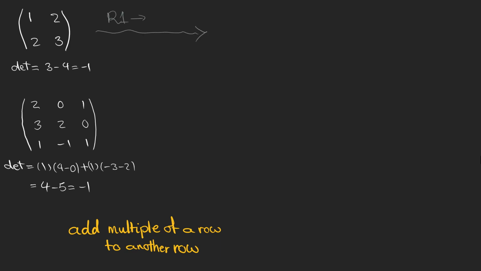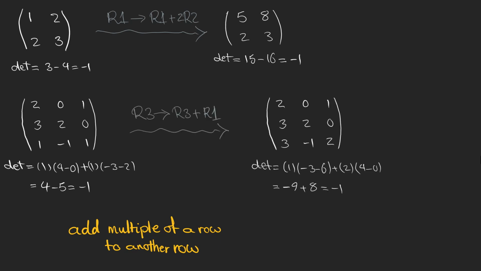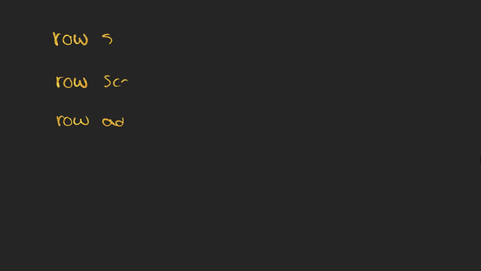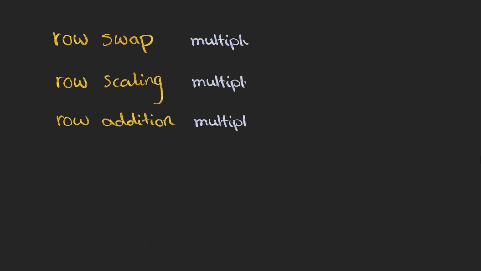The last elementary row operation is adding a multiple of a row to another one. In the first example, if we add twice the second row to the first row, the determinant doesn't change. Also, if we perform such an operation for the second matrix, again, the determinant doesn't change. So it seems that adding a multiple of a row to another row is like multiplying the determinant by 1. So the effect of each of these row operations can be characterized by multiplying the determinant by a number, either -1, a constant c, or 1.